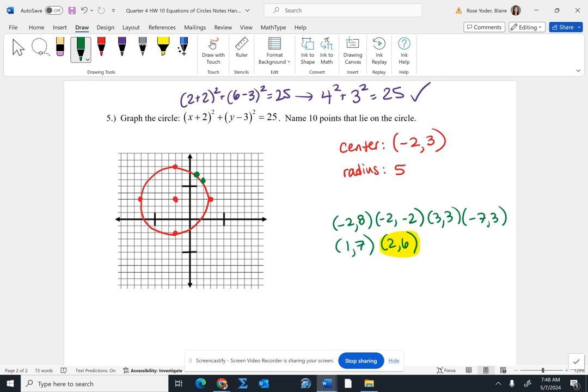I'm not going to list them all, but let's do one more. Go to the center and go left 4 up 3. And that gives the point (negative 6, 6). And then go left 3 and up 4. And that gives the point (negative 5, 7). And then you can do the same in the other quadrants to find more points.